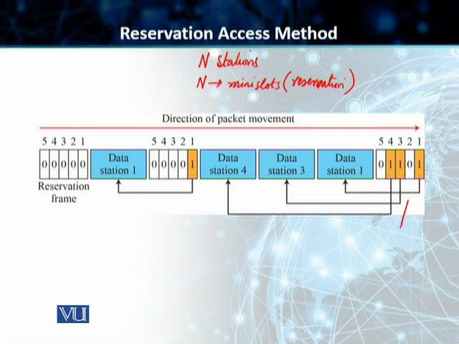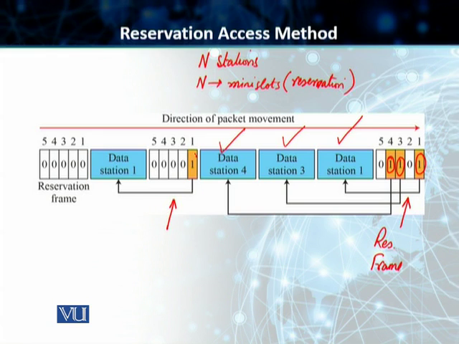In this case, the first one is our reservation frame. As you can see, the bits for station number 1, station number 3, and station number 4 are set to ones, which means that in this reservation frame, these three stations are the ones who want to send data. This is followed by the data from station 1, the data from station 3, and the data from station 4. After that, we send another reservation frame.